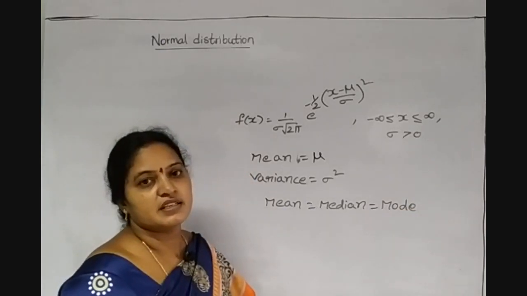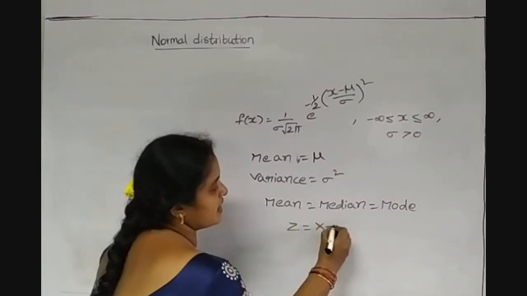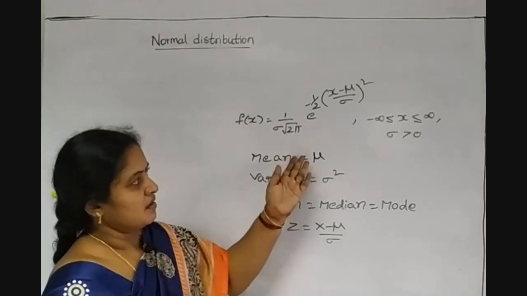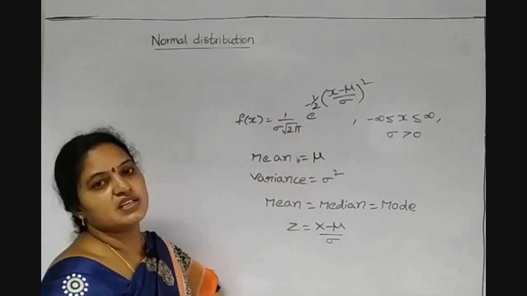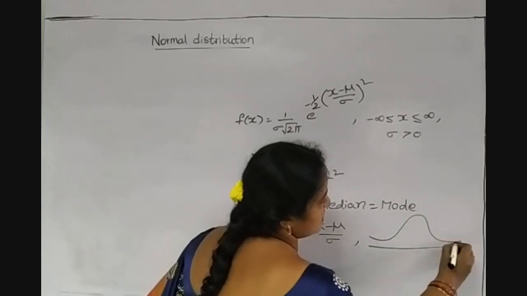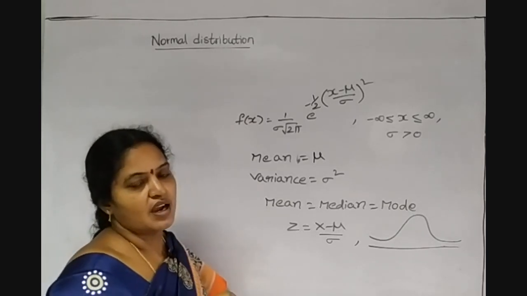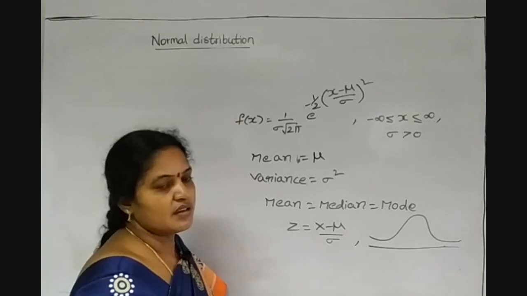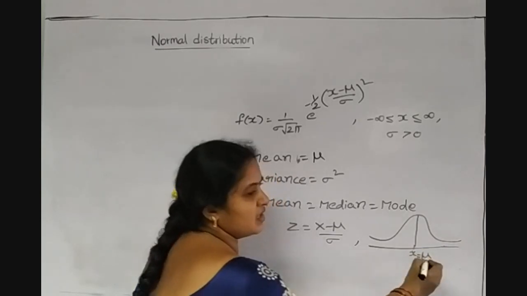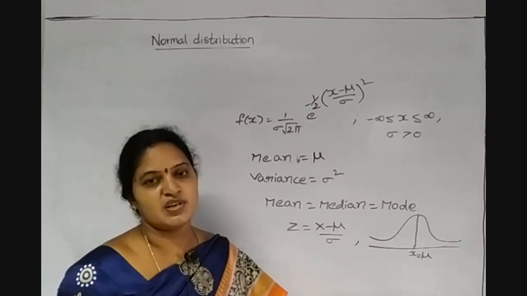The normal variate in this normal distribution is given by capital Z equal to (x minus mu) divided by sigma. Next, the shape of the curve for this normal distribution is a bell-shaped curve, which is like this. The area under this bell-shaped curve is unity and it is symmetrical about the line x equal to mu. We will use the table values here to find the area in this normal distribution.